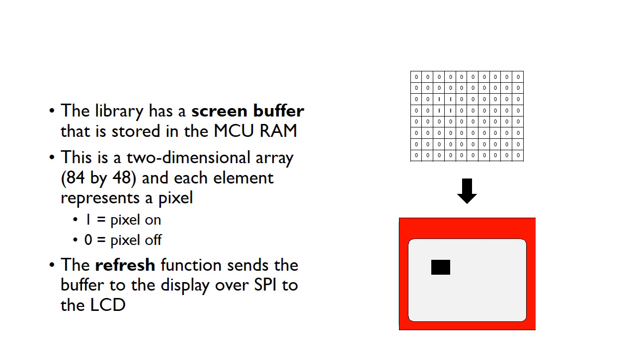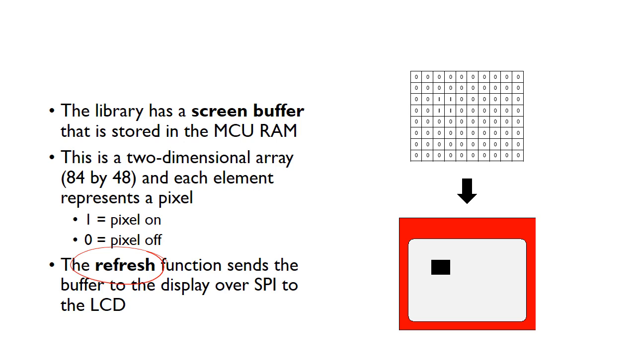The library has a screen buffer that is stored in the microcontroller RAM. This buffer is a 2-dimensional array, and each element in the array represents a pixel. When you set a 1 in that array, it corresponds to the pixel being on, and when it's 0, it's off. Essentially, you set the particular values in the array to 1 or 0, depending on whether you want to switch that pixel on or off. Then when you use a refresh method, that will send that buffer, what's in the microcontroller memory, to the display over SPI, and that will then display on the LCD.